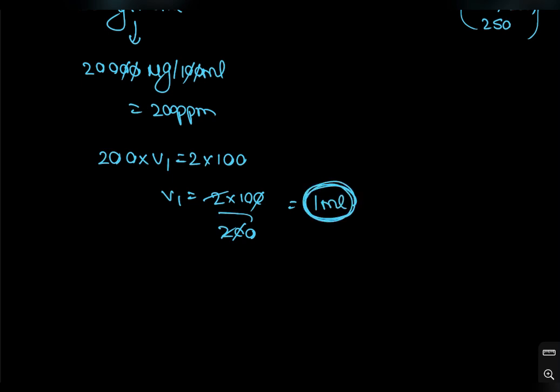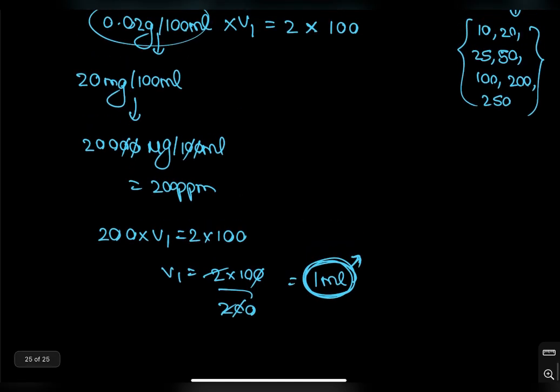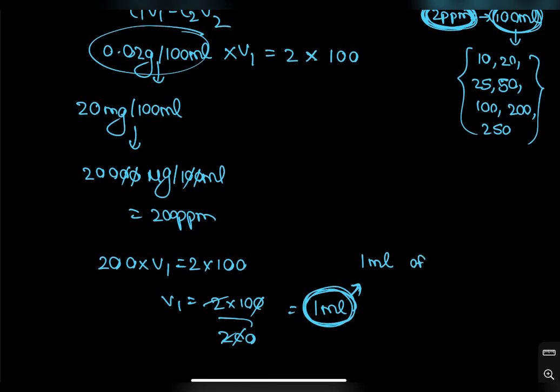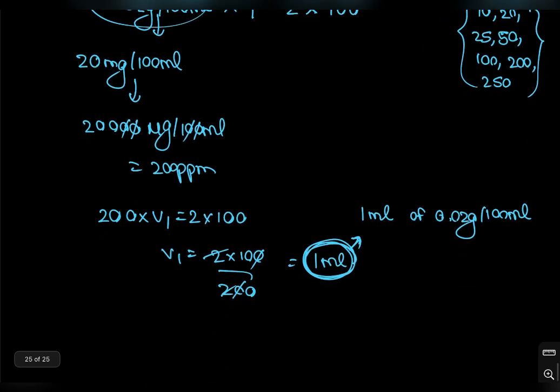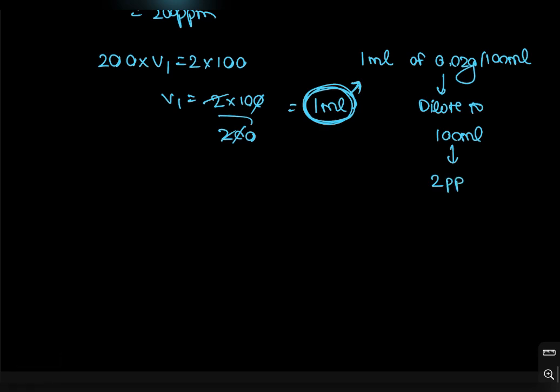Now, as I've discussed in the previous video where I did the ppm calculations, what this means is that you have to take 1 ml of this stock solution that you created, this 0.02 grams per 100 ml stock solution of paracetamol gel dissolved in NaOH, and you make it up, or rather I would use the term dilute, to 100 ml, and this will result in a solution which is 2 ppm.